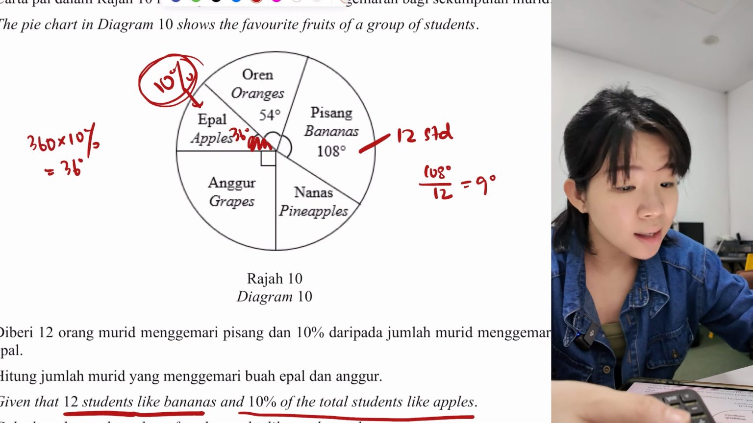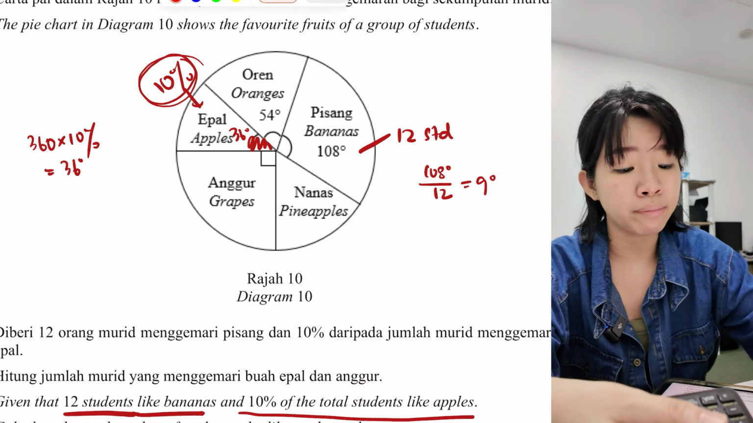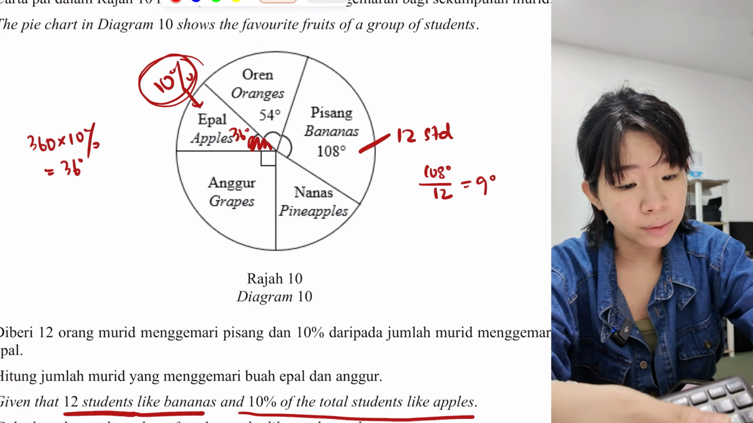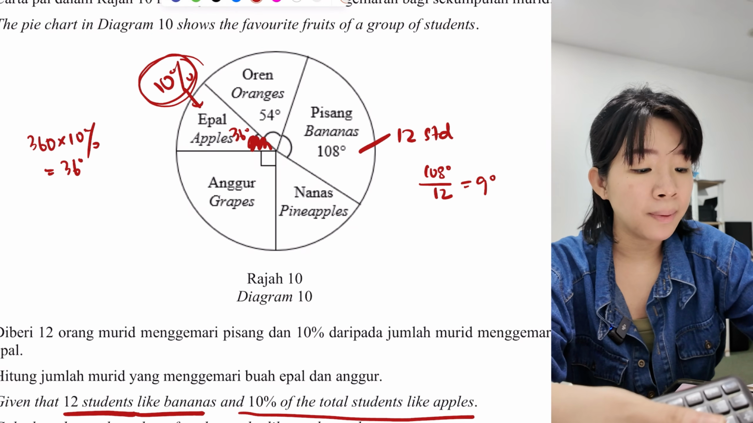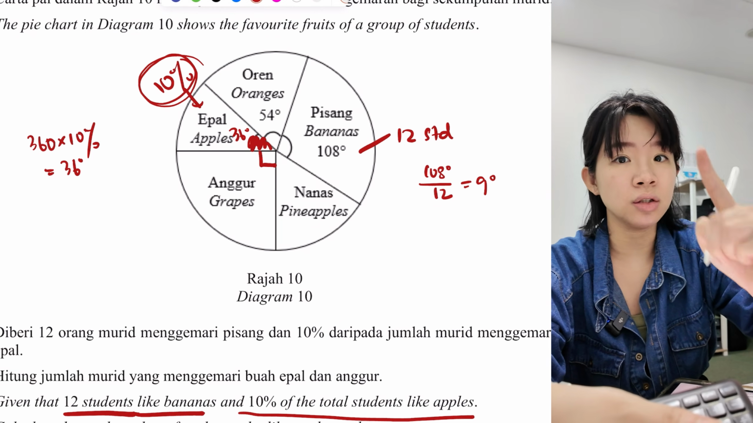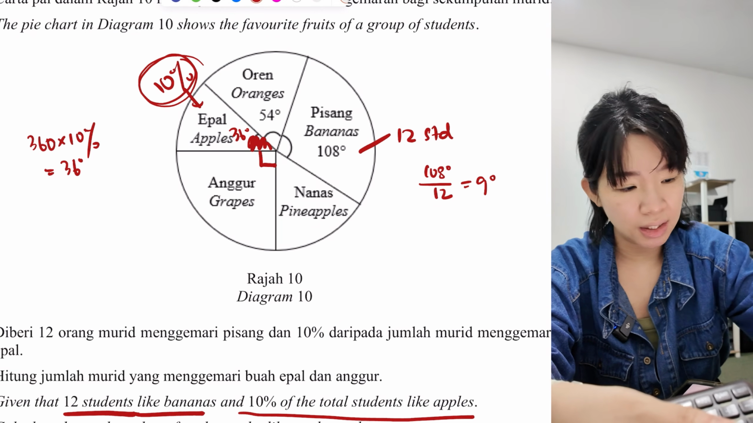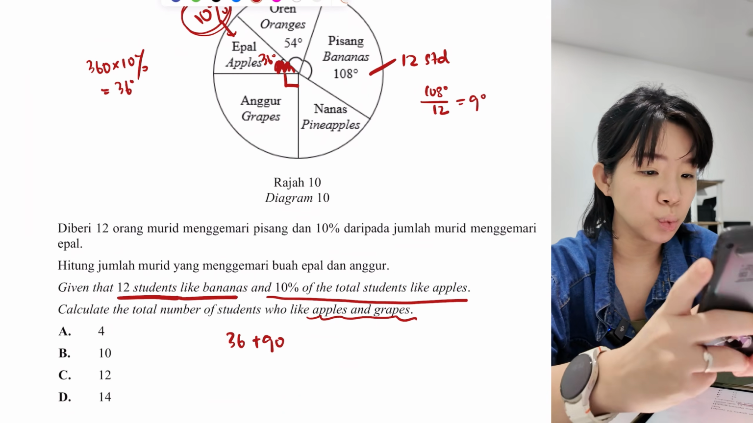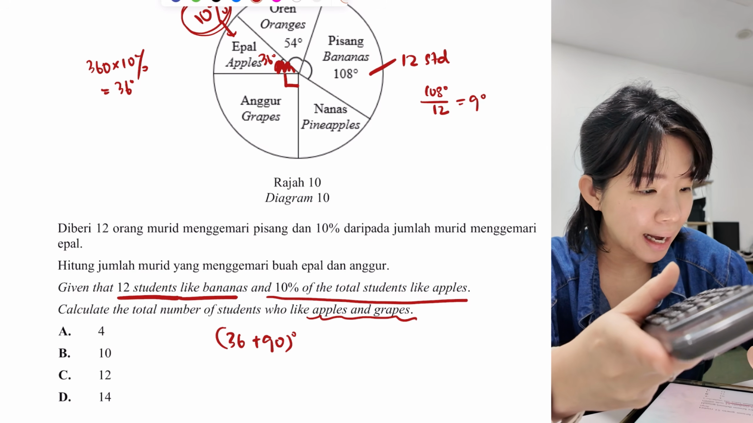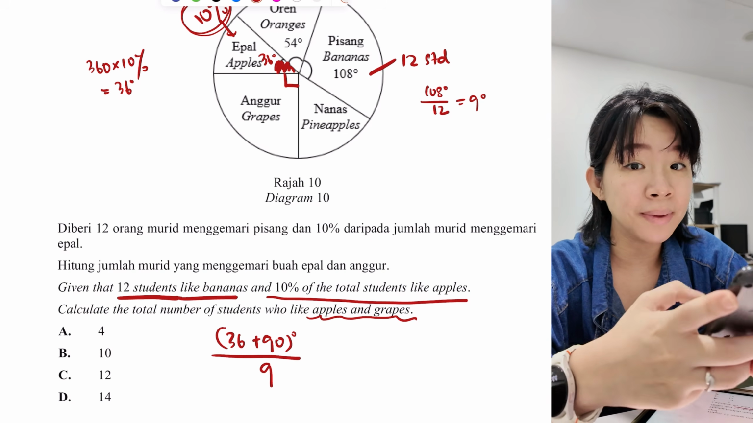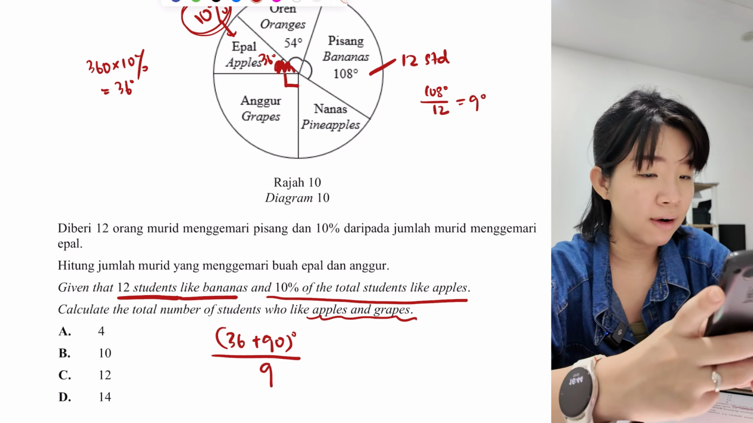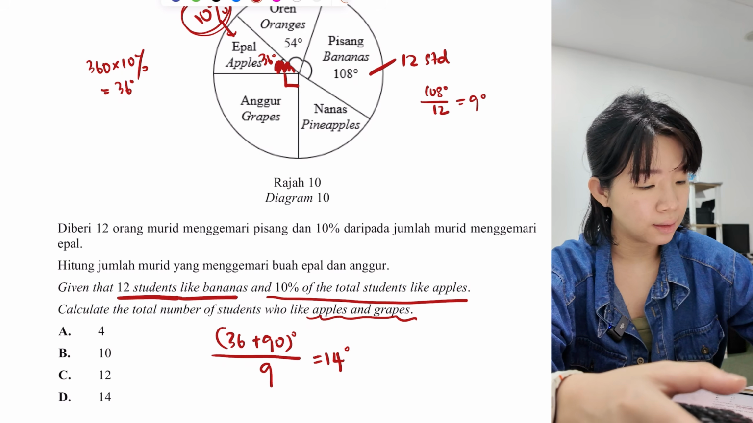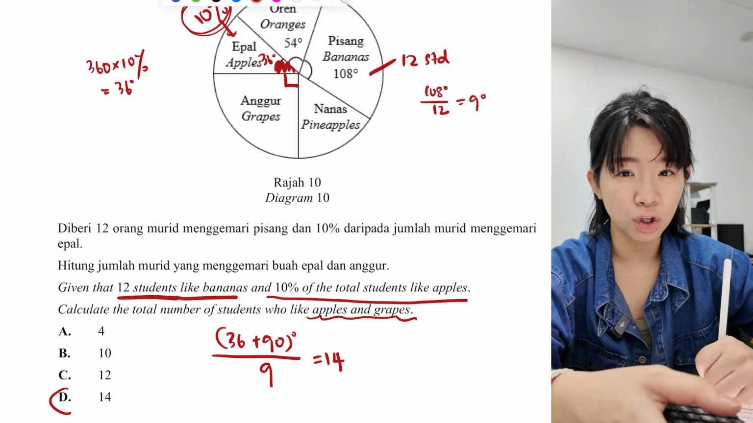At the end the question asks, what is the total number of students who like apple and grapes? So we can total up the angle. We know the angle is 36 plus 90. Each student represents 9 degrees. So what we can do here is 36 plus 90 to get the total degrees, then divide by 9 to find the number of students. 36 plus 90 divided by 9, so we get 14. So the total is 14 students, 14 people. So the answer is done.